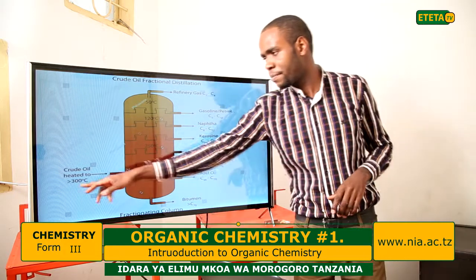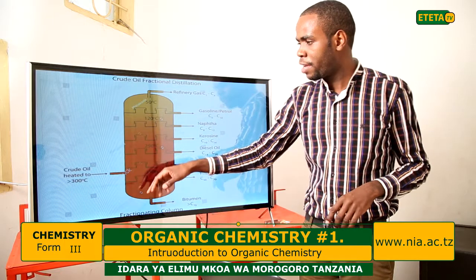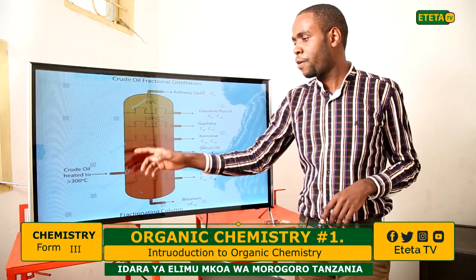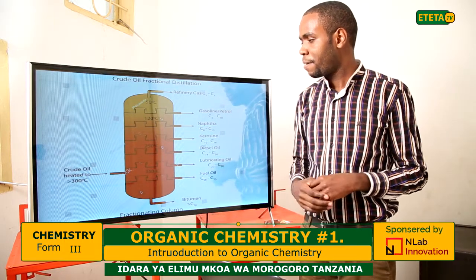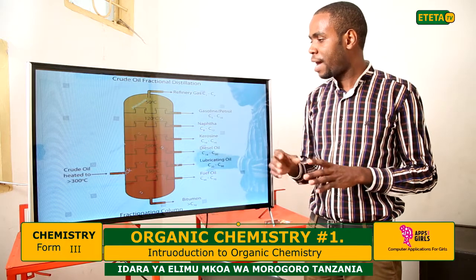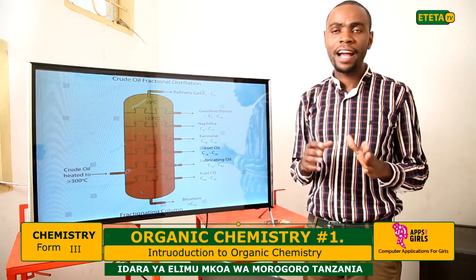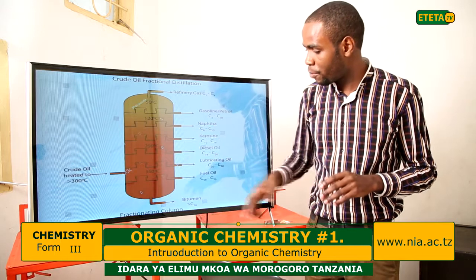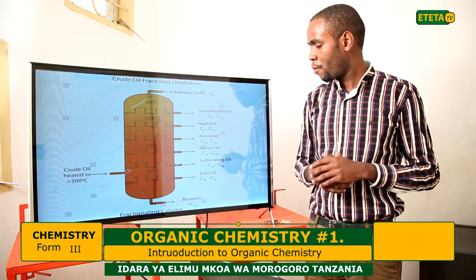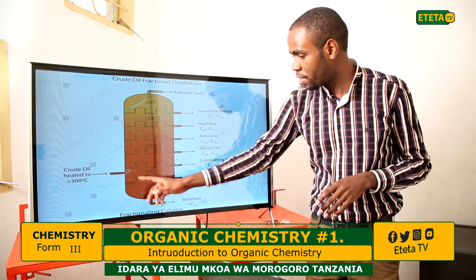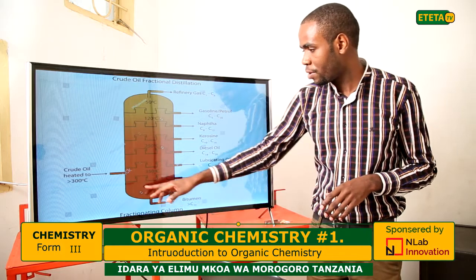Here we feed the crude oil, which has a temperature of 400 degrees centigrade. In that crude oil, some is vapor while the rest is liquid. Those liquids we call residue. The residue moves outside this way.